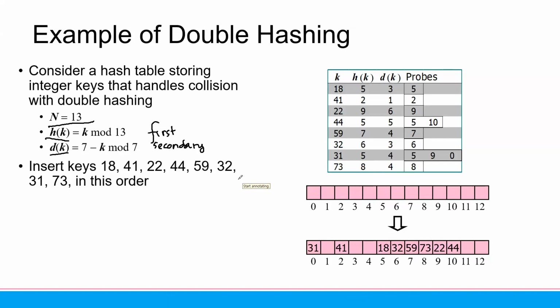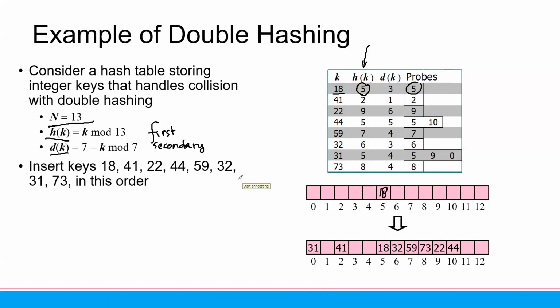Okay. Now let's see the 18. 18 mod 13: h(k) means 18 mod 13, and the result is 5. Is there any value in 5? No. Then I will put 18 there.